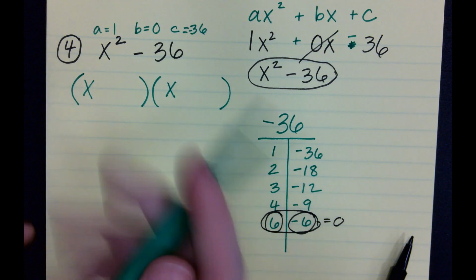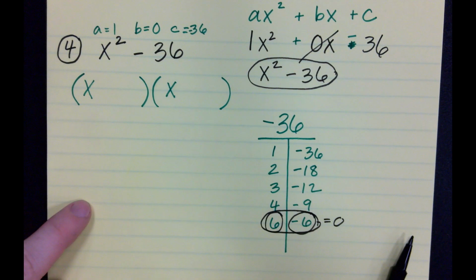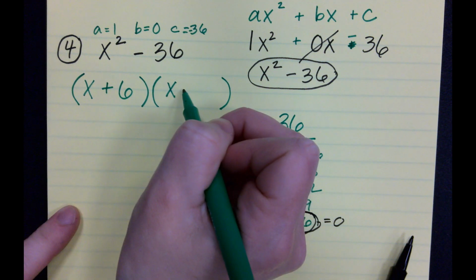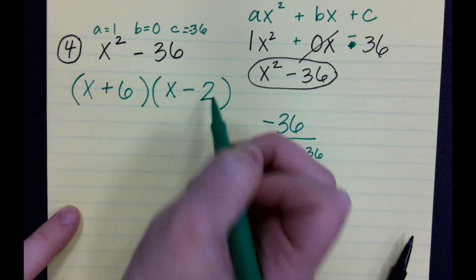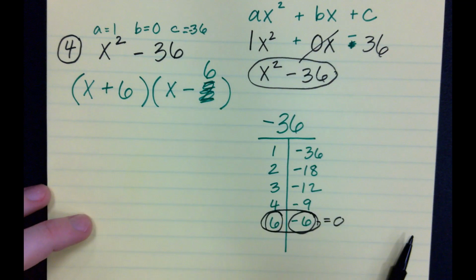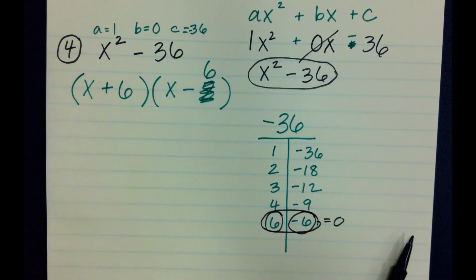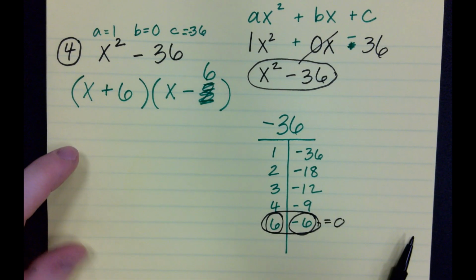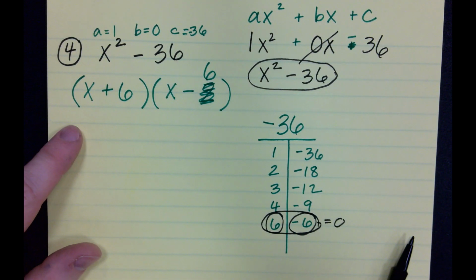So, we can write in our parentheses, what are we going to write? Plus 6, minus 6. X plus 6, x minus 6. Oop, why did I write 2? I don't know. My hand had a mind of its own just now. X plus 6, x minus 6. Awesome. Okay. Any questions about this one?